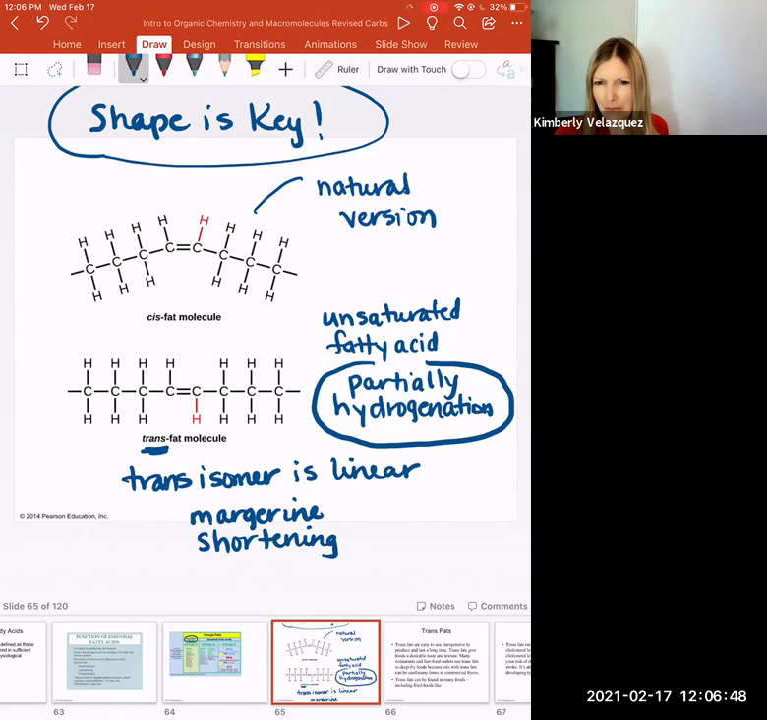If you're buying something in a box or a package that's already made, you probably shouldn't be eating that. Okay, that's not food. You should be shopping the walls of the grocery store.